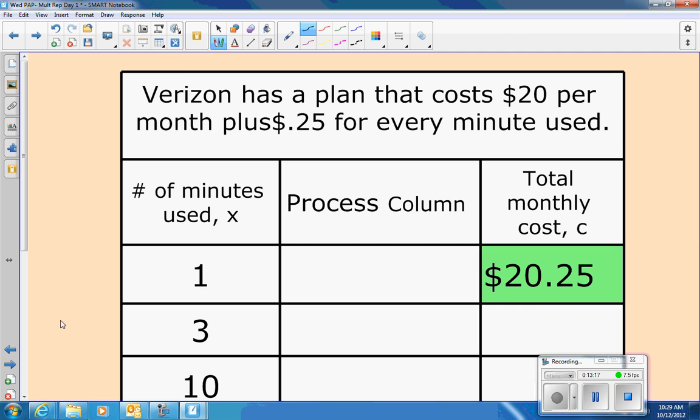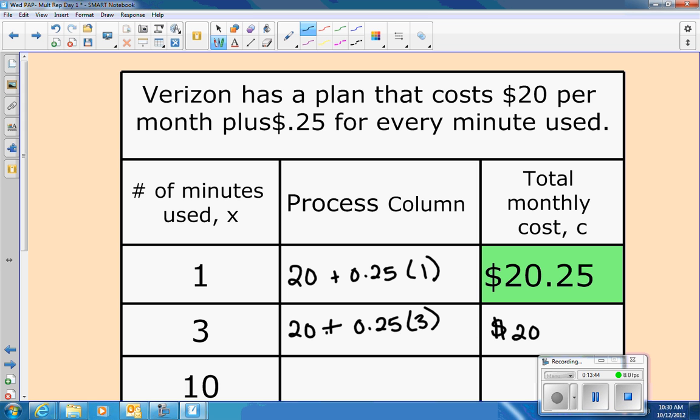That's it. All right. Verizon has a plan that costs $20 per month, plus 25 cents for every minute used. So if we think about this, we start out $20 regardless, but then they're going to charge 25 cents per text. So that's how I came up with 20.25. Now if I send 3 texts, that's 75 cents plus my $20, so I should get 20.75.